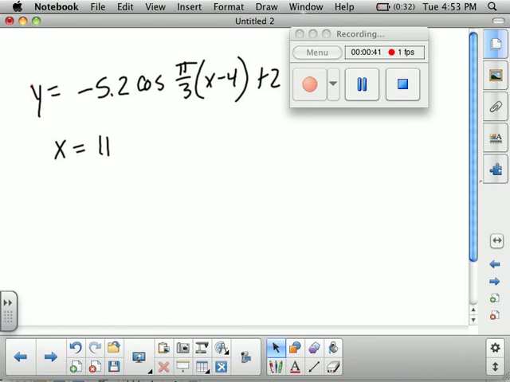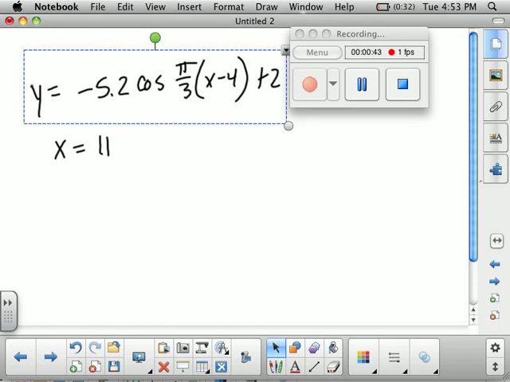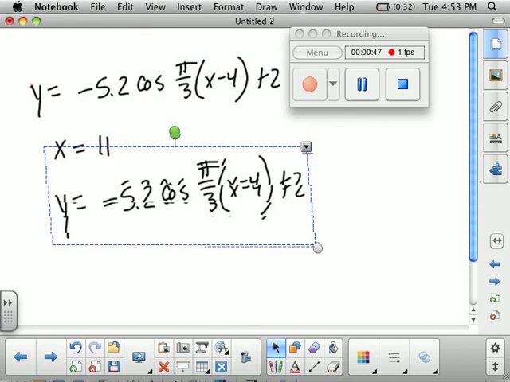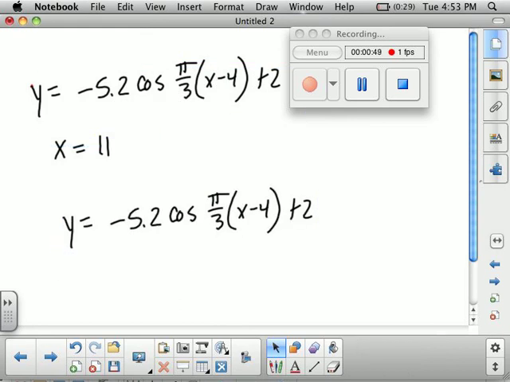So to save me some time, I'm just going to clone this here. Looking at what we see, we want to just replace this x with the number that we're plugging in. So I'm going to replace that with an 11.